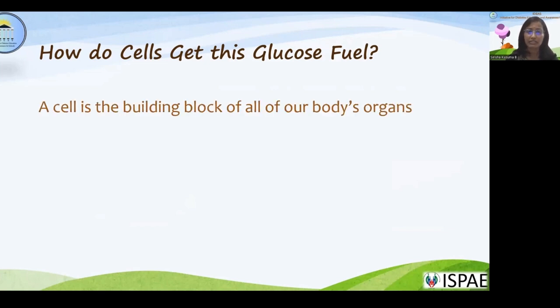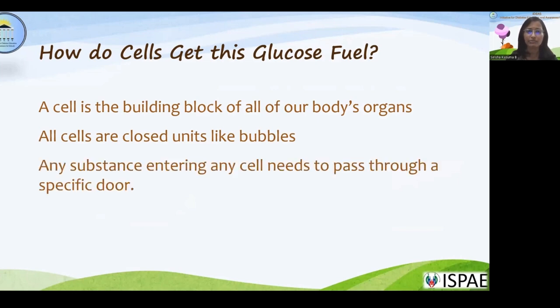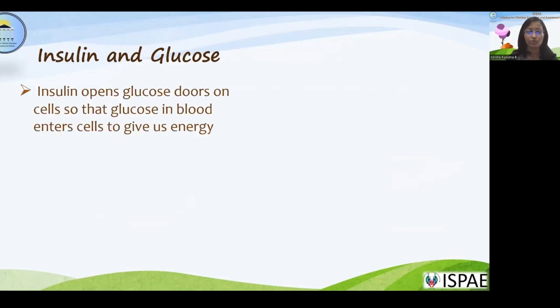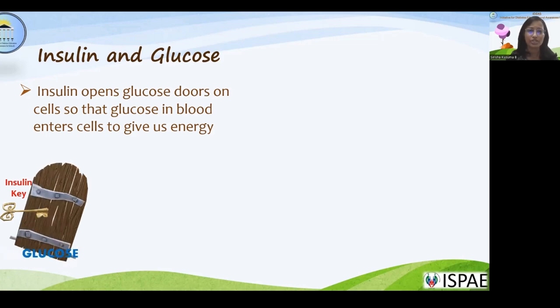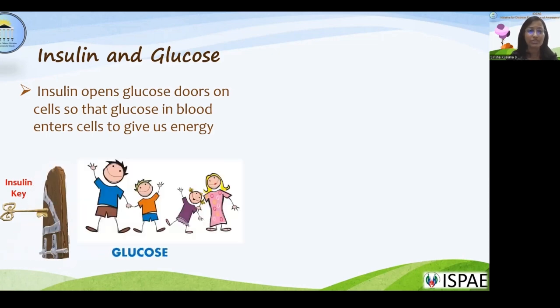Remember, the cell is a building block of all our body's organs, and all cells are like closed units. Imagine like bubbles. For any substance to enter any cell, they need to pass through a particular specific door. So on the cell, for glucose to enter the cell from the blood, it needs to pass through a glucose door. So what does insulin do? Insulin opens the glucose doors on the cells so that the glucose in the blood enters the cells to give us energy. So insulin works like a key to the glucose door so that the glucose in the blood enters the cells and makes the cells happy.